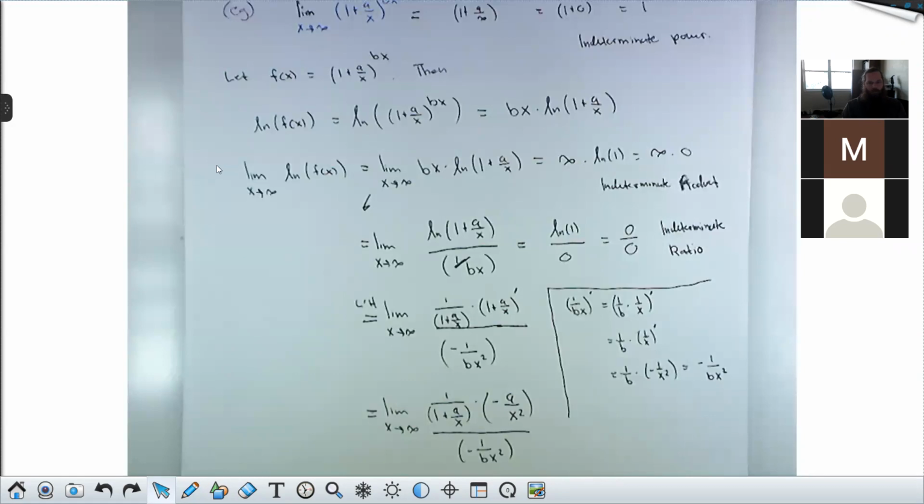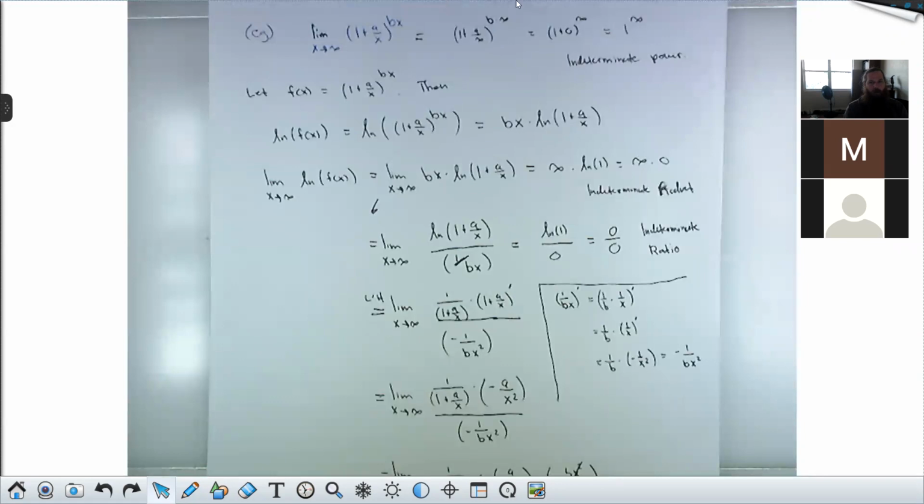Other questions so far? Yeah, why did you initially start out by taking the natural log? So anytime you encounter an indeterminate power, 0 to the 0, 1 to the infinity, infinity to the 0, anytime you bump into those things, indeterminate powers, the game is to take the natural log, because that will let you turn your indeterminate power into an indeterminate product. So as soon as I recognized this as an indeterminate power, I knew I needed to take natural logs.